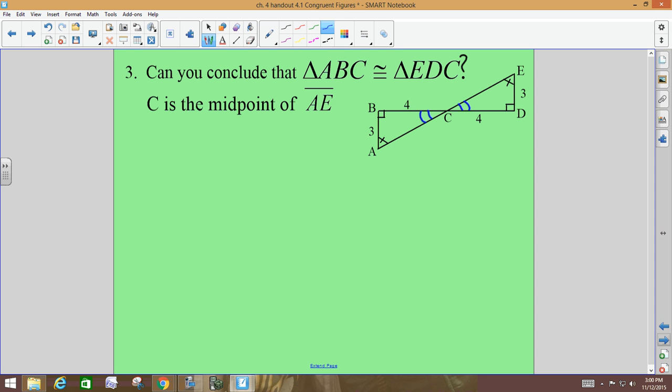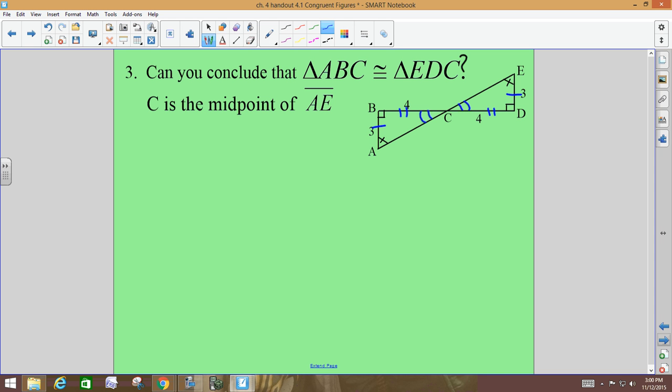Now we need to check the sides. The little 3 and 4 on the outside, those are the side lengths. So they're telling us that BA has a length of 3 and DE has a length of 3. Well, if they both have a length of 3, what can you tell me about those segments? They're congruent. Put little congruent marks on them. BC is 4 and DC is 4. So what do we know about those 2 segments? They're congruent.